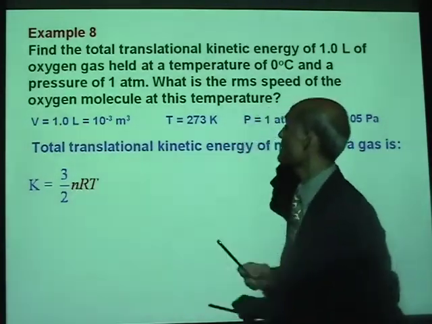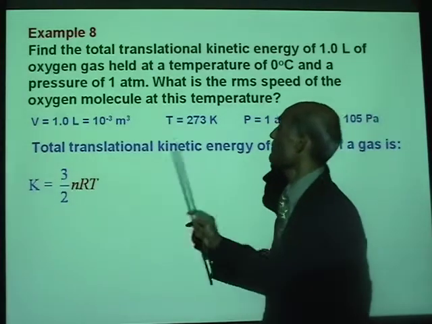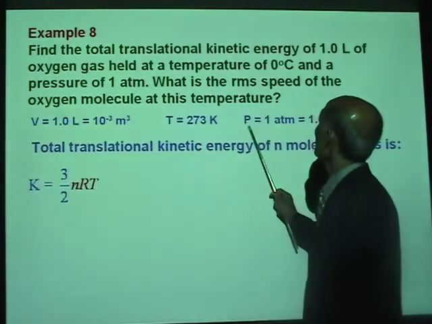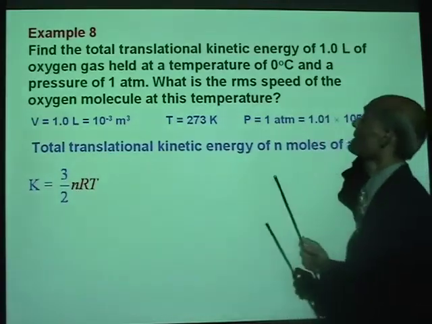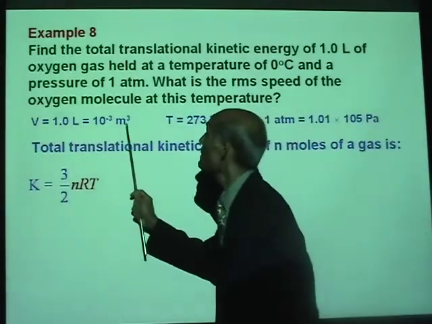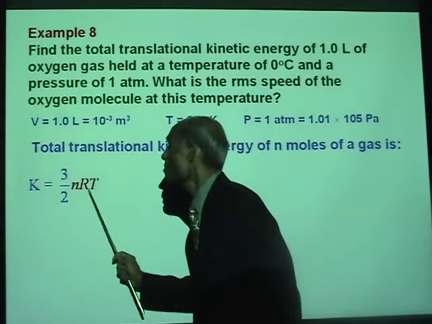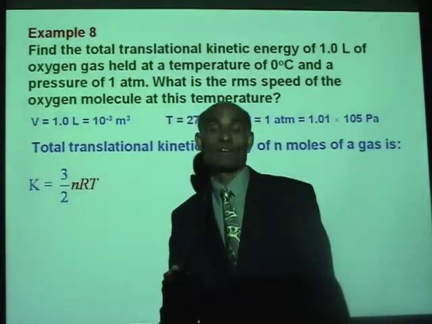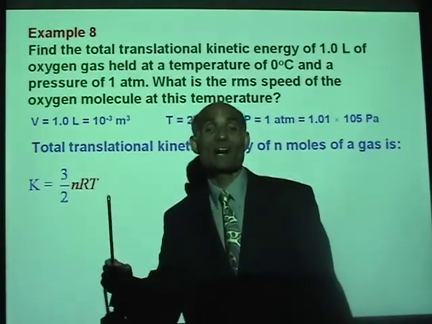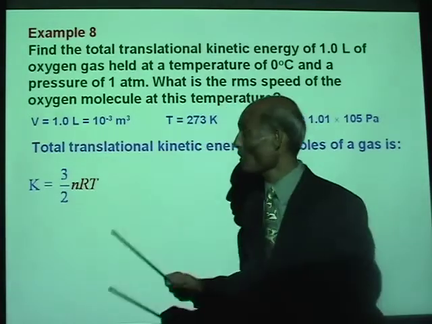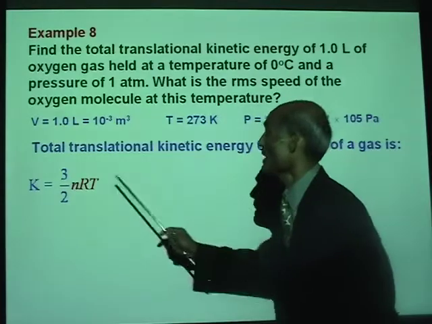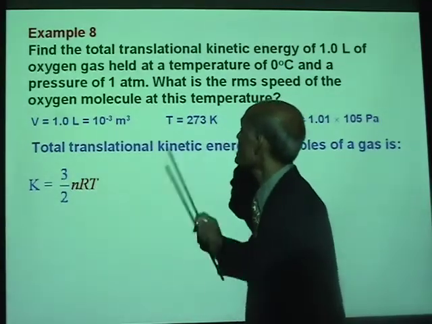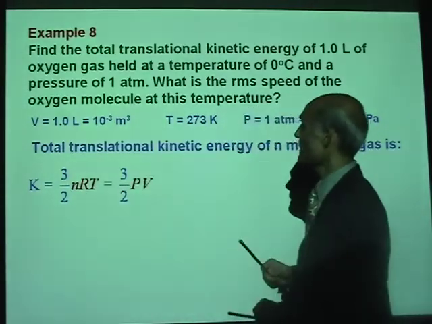We don't have n, do we? We have R. When pressure is measured in Pascal and volume is measured in meter cube, then what is the value of R? 8.314 joules per mole per Kelvin. Well, we know R, we know T, but we don't know n.